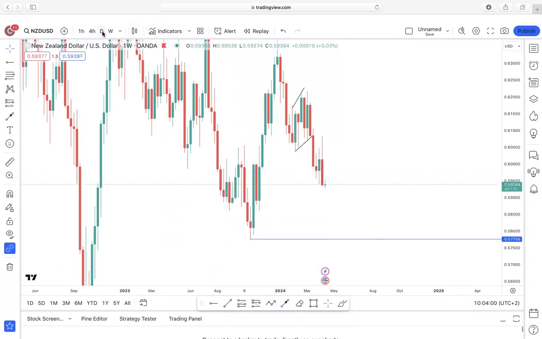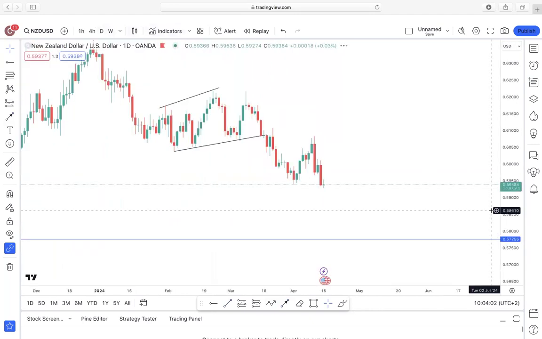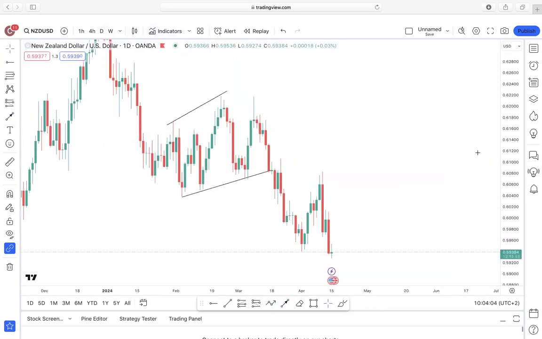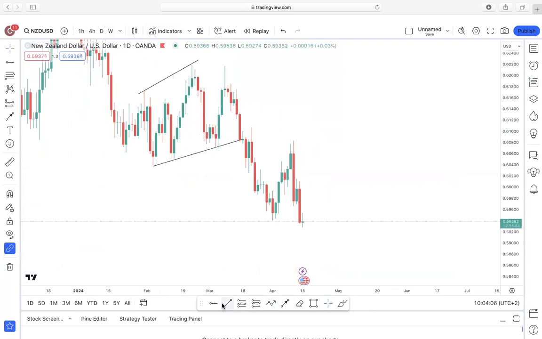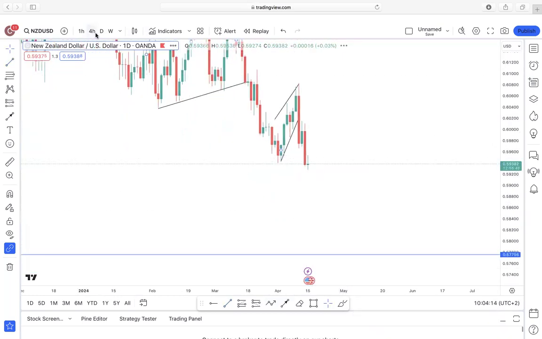So now let us move on to our daily time frame. On the daily time frame, we are seeing price dropping from this impulsive movement and then giving us this continuation structure that formed the breakout. So this has a high probability of dropping down.